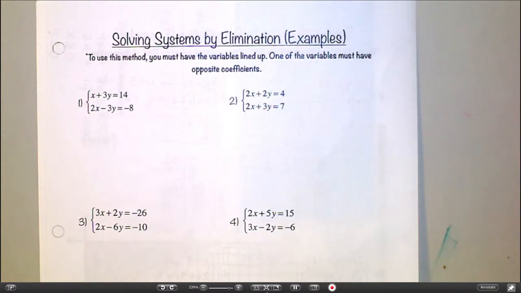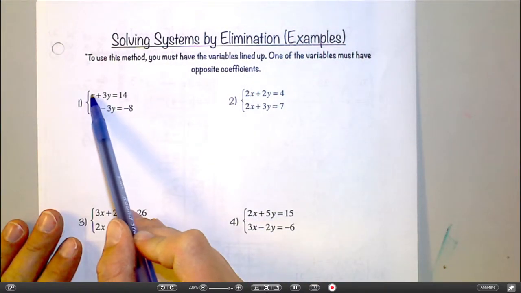X is on top of X, Y is on top of Y. And then you also need the variables to be opposites of one another on one of the variables. So like your X's, for example, one should be a 3 and one should be a -3. It's not always going to be 3's, but you want the numbers on one of the variables to be opposites of one another. So take a look at the first one. That's probably where I got 3 from.